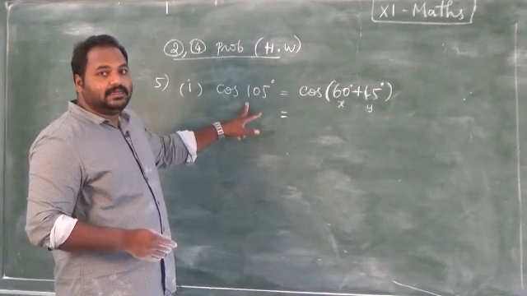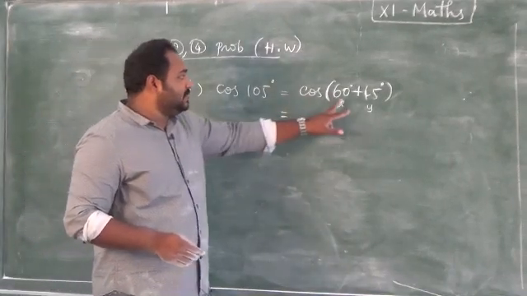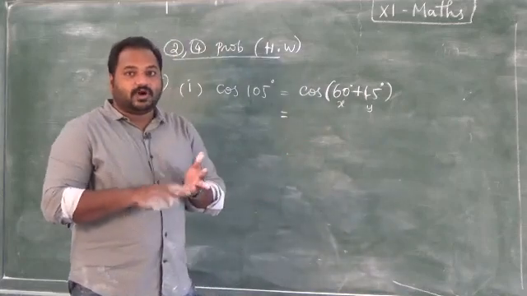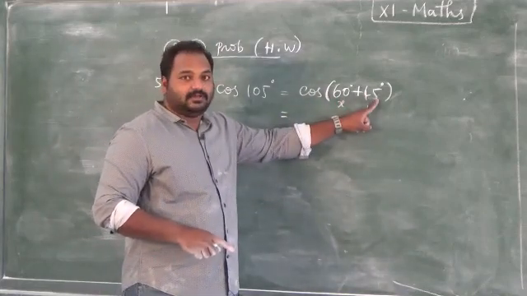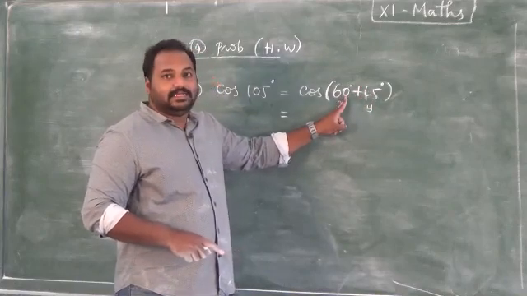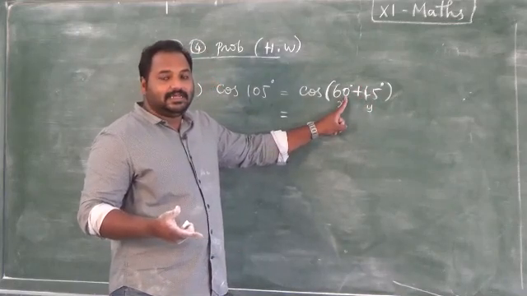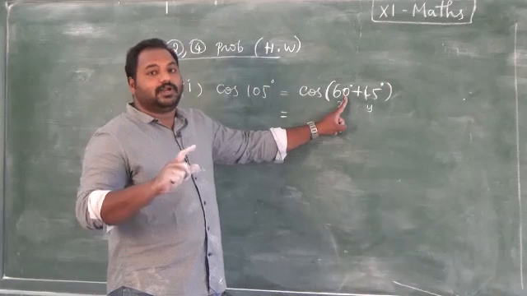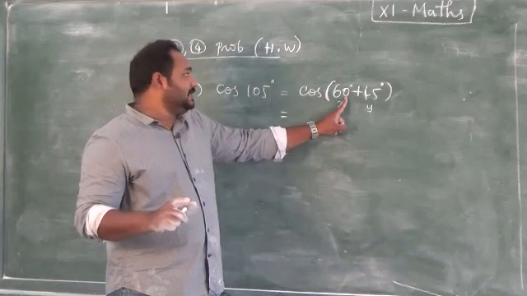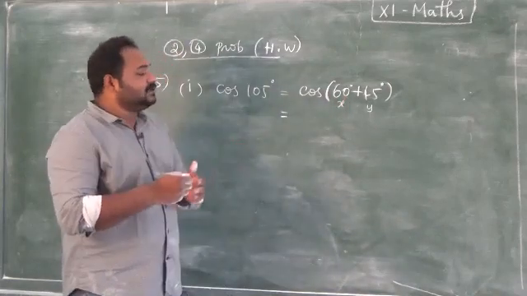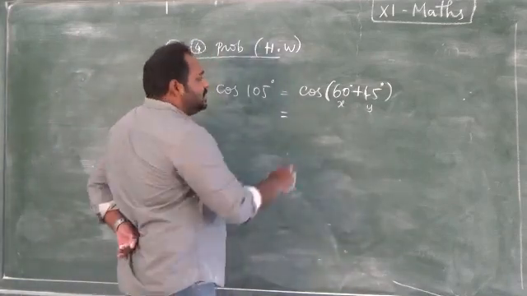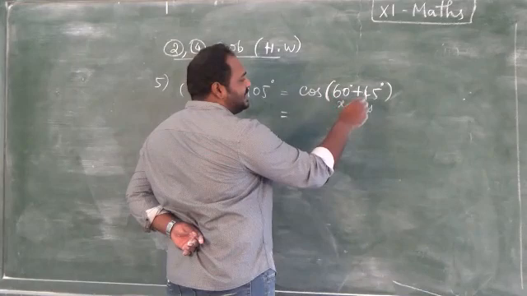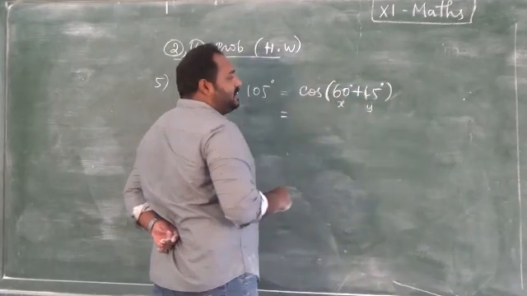105 we can split many ways, but we have to split according to the values that we have. We have a 60 degree value, we have a 45 degree value. If you split it as 70, we cannot give the value for 70 degree. So you cannot split unnecessarily like that. We have to split according to the values. So 60 plus 45 we can split. Here I am going to consider 60 as x, 45 as y.